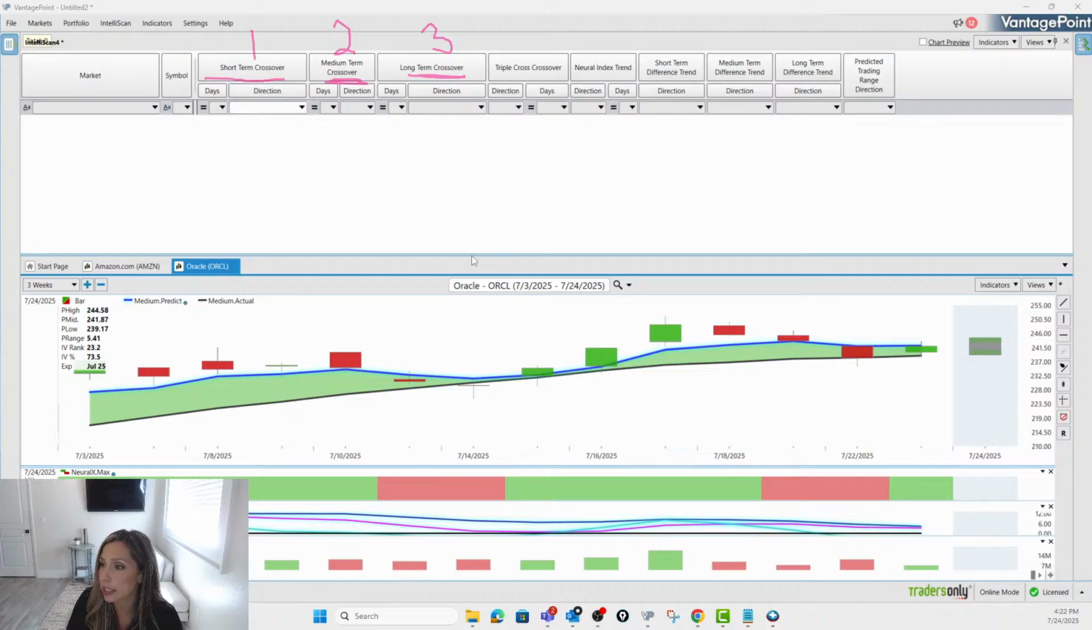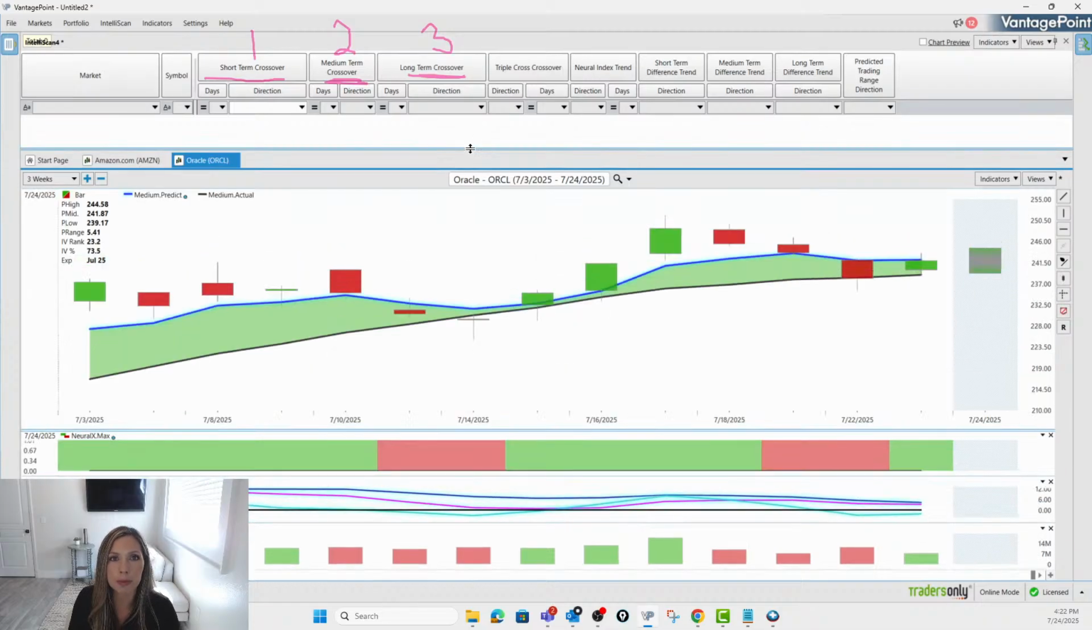Let's see how that translates quickly to the chart here, because I do want everybody to understand how to read the chart so we can set up a scan that would make the most sense for the types of opportunities we're looking for today. With that being said, I'm actually on the medium term crossover. So sort of that happy middle ground, if you will, that happy medium, because we can see the medium term predictive and the medium term actual. So there's your medium indicated right there on the chart.